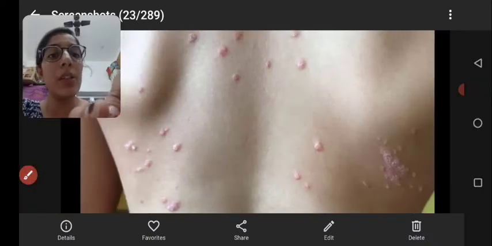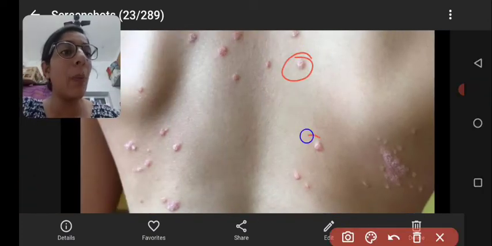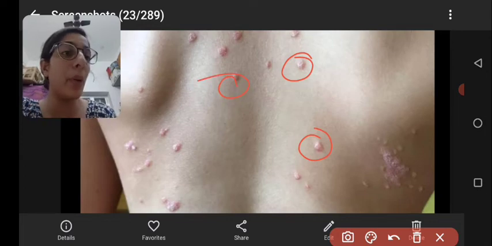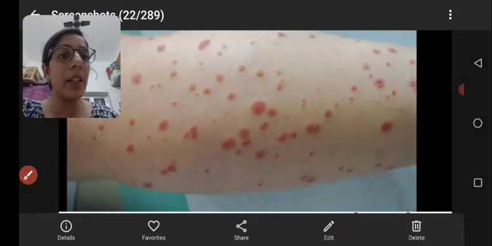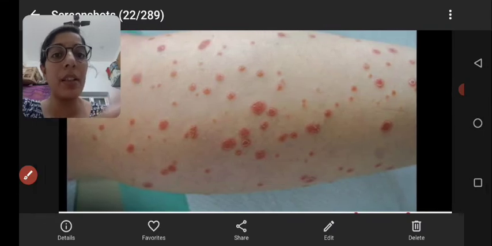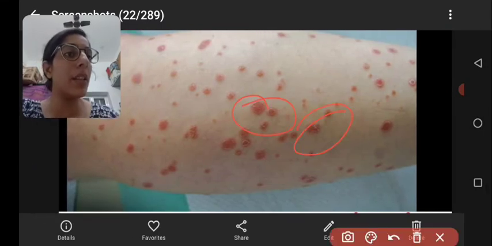These are guttate psoriasis. Look at this, raindrop-like papules are seen here. Okay, these are the papulosquamous disorders. Raindrop-like appearance is seen in guttate psoriasis. Here you can appreciate it. These are the things.